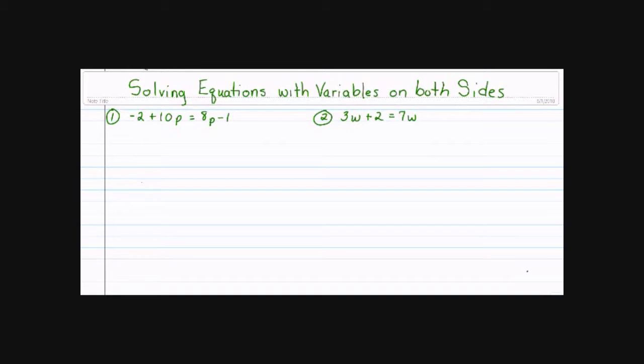Welcome to solving equations with variables on both sides. This is when it gets really fun. As you can see, I have variables on both sides of my equation. My goal in this game, yes, it is a game, is to get all the variables on one side of the equation and all the numbers on the other side of the equation. How do I do that?